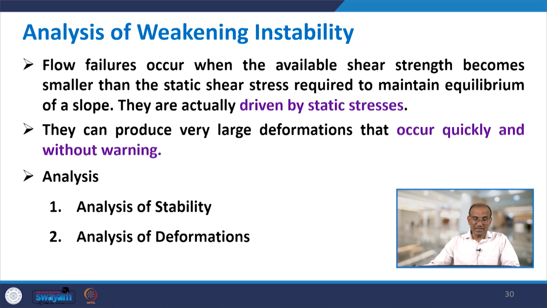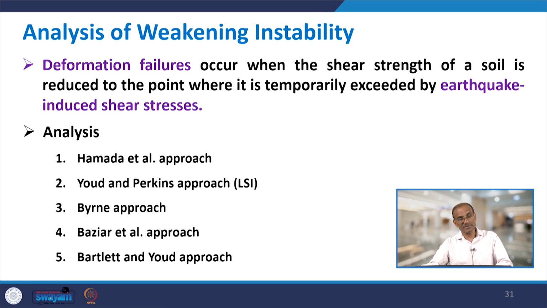So, the analyses are of two types: analysis of stability and analysis of deformation. Stability analysis is related to factor of safety, and analysis of deformation is related to permanent deformation. There are a number of approaches for deformation failures. This occurs when the shear strength of the soil is reduced to a point where it is temporarily exceeded by earthquake induced shear stresses. So, when the shear stresses generated due to the earthquake exceed this strength, in that case deformation failure will occur.